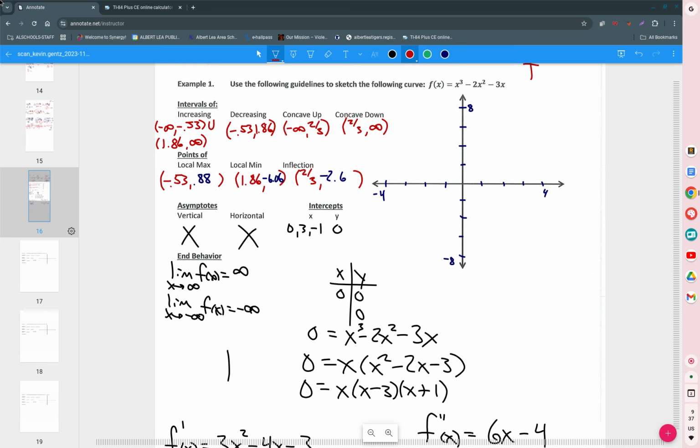I'm going to start by plotting my intercepts of 0, 3, and negative 1. I'm going to plot my minimum and my maximum. My minimum is 1.86, so right about here, and then down 6. My maximum is at negative 1/2 and just about 1. And then my inflection at 2/3 and negative 2.6, right about there. And remember, we know it starts down and it finishes up.